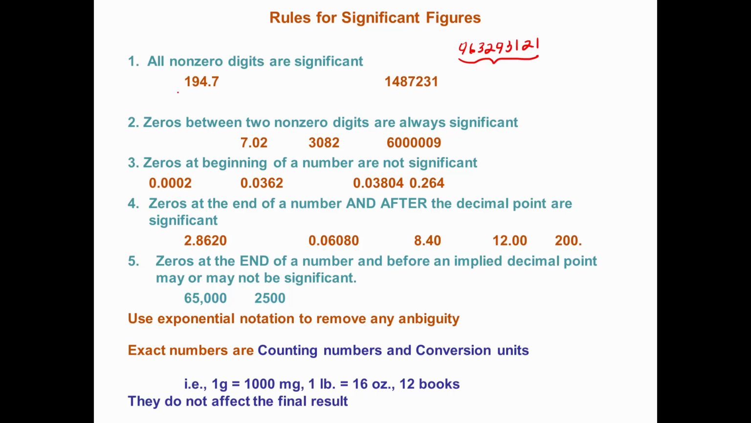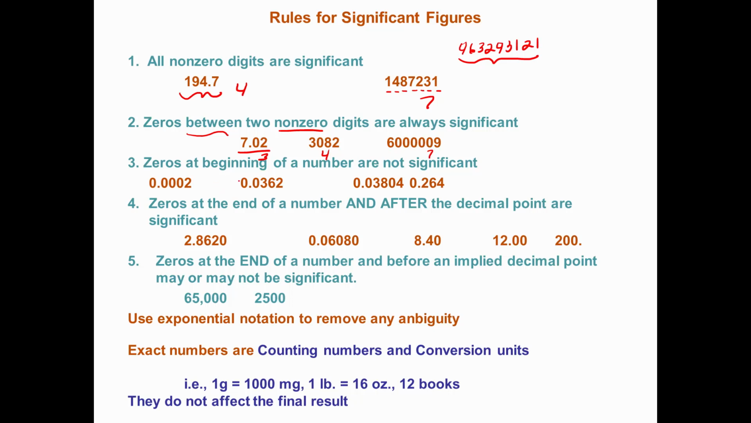All non-zero digits are significant. So that means this number here contains 4 significant figures. This one here contains 1, 2, 3, 4, 5, 6, 7 significant figures. The only time there's some questions are when zeros are involved. Anytime you have zeros between 2 non-zero digits, those zeros are significant. So we would count this as 3 significant figures. This would be 4. This one here would be 1, 2, 3, 4, 5, 6, 7.